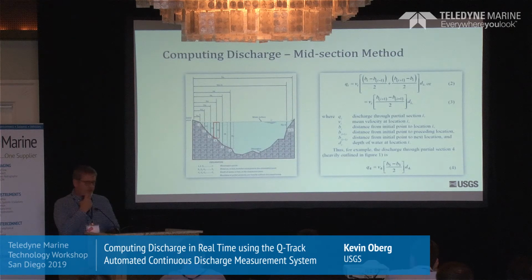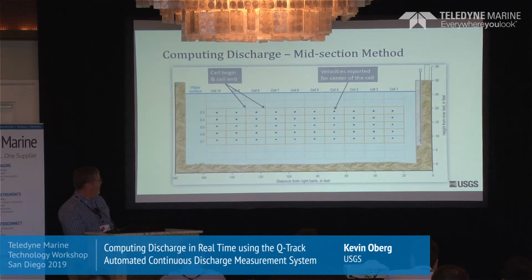And we're computing flow using two different methods. The primary method is the midsection approach, where we divide the cross-section up into verticals. Anybody who's done stream gauging knows this kind of approach. And using 10 cells that are measured across the stream with the channel master, we can divide this up into 10 different sections.